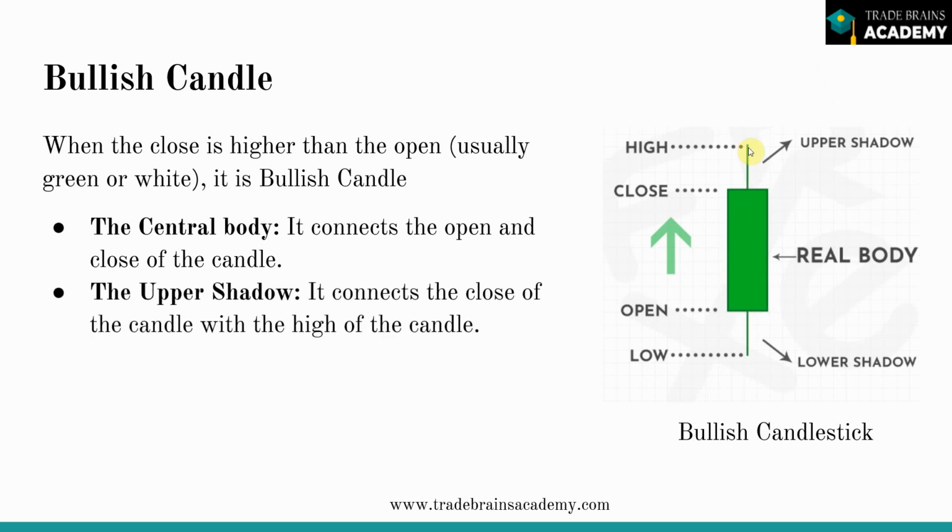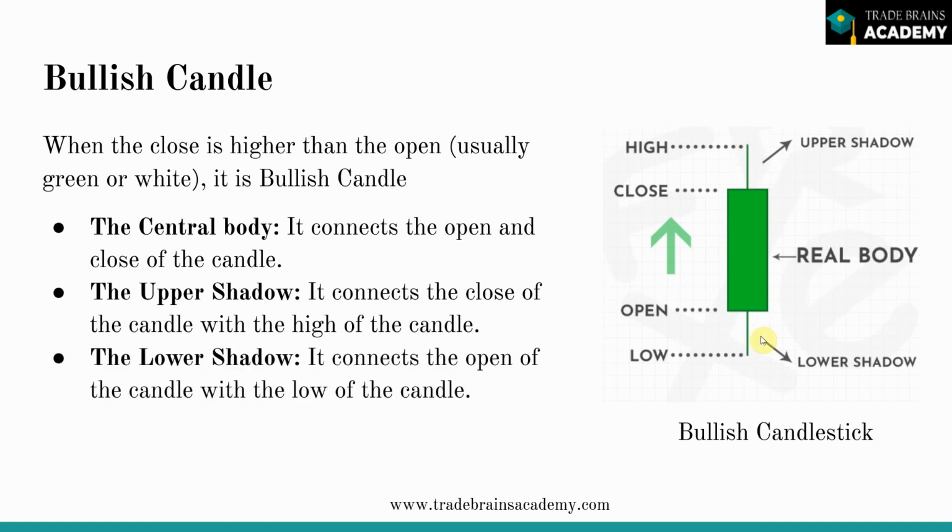What is the upper shadow? The upper shadow is that part of the candle which is not a part of the body, and it is above the close of the candle for the green candle. So you see this part, this is the upper shadow of the green candle. And the lower shadow is the bottom part which is below the open of the candle, whatever the remaining part is below the body, that is called the lower shadow of the candle.